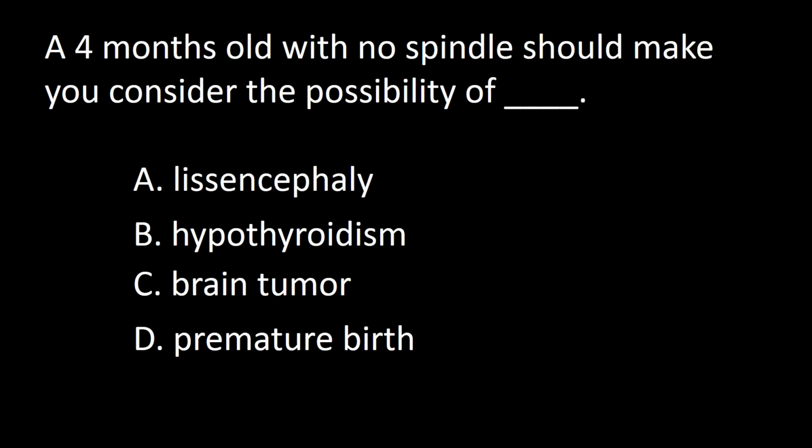Next question. A 4-month-old with no spindles should make you consider the possibility of A. Lissencephaly, B. Hypothyroidism, C. Brain tumor, D. Premature birth.